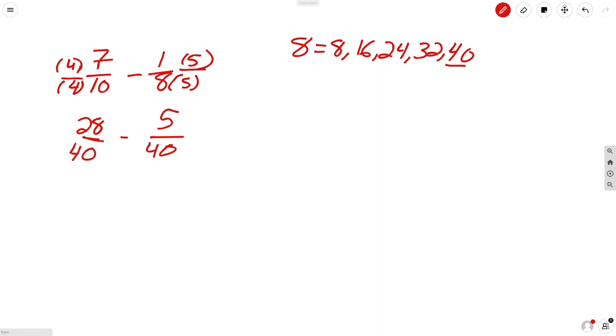Alright, so when we add or subtract fractions, the denominator stays the same. And we just do the operation at the top of the fraction. So 28 minus 5 is 23. So 23 over 40 is our answer. 7 tenths minus 1/8 is 23 over 40.